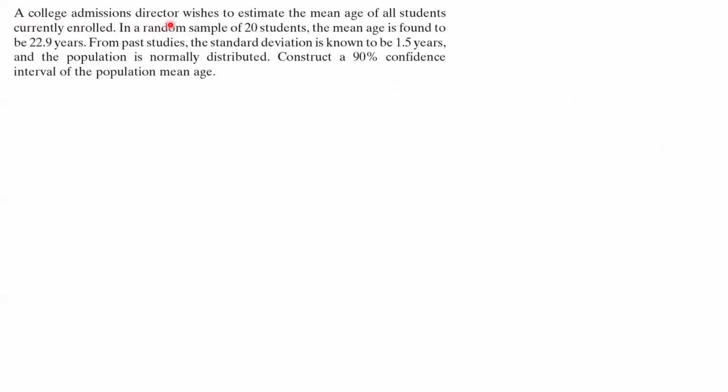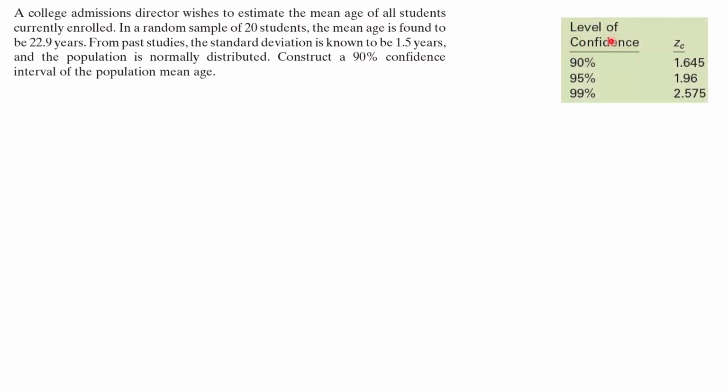A college admissions director wishes to estimate the mean age of all students currently enrolled. In a random sample of 20 students, the mean age is found to be 22.9 years. From past studies, the standard deviation is known to be 1.5 years. The population is normally distributed. Question says, construct a 90% confidence interval of the population mean age of these students.